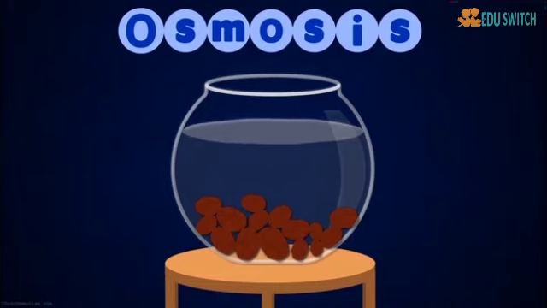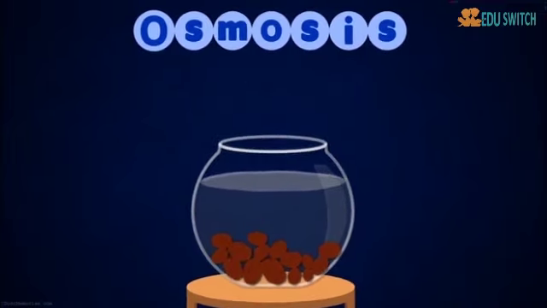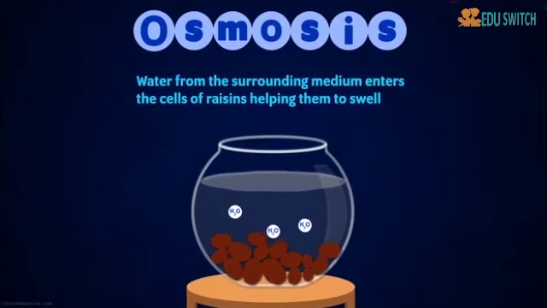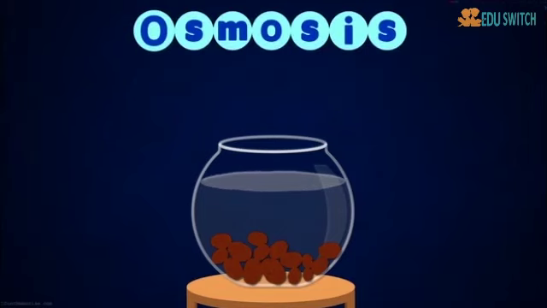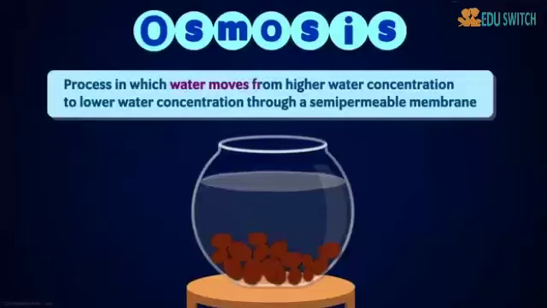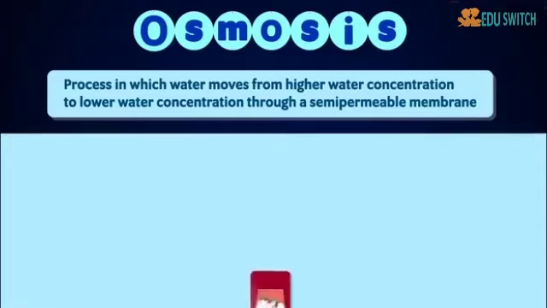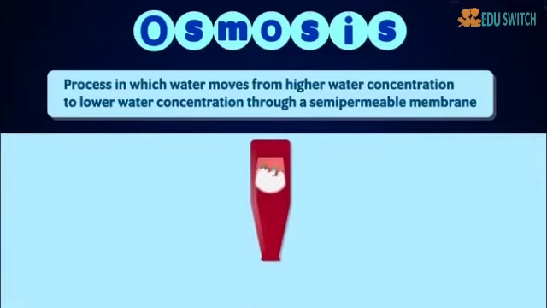You heard me right. It's the osmosis process due to which the water from the surrounding medium enters the cells of the raisins, helping them to swell. Can we define osmosis once? It's simply defined as the process in which water moves from higher water concentration to lower water concentration through a semi-permeable membrane. An interesting thing to know about osmosis is that the movement of water is affected by the amount of a substance dissolved in it.